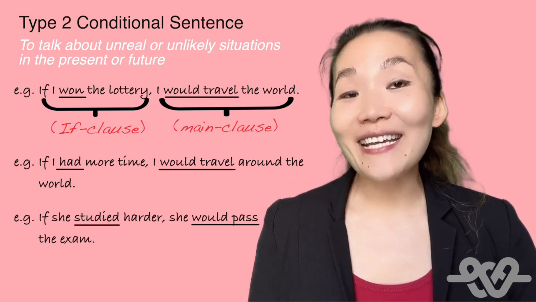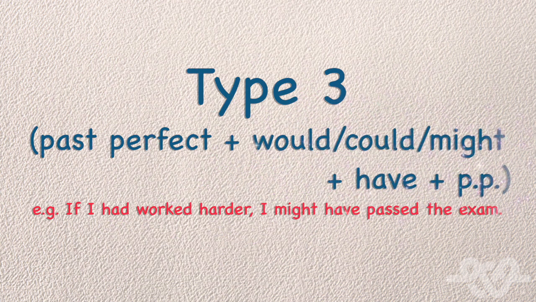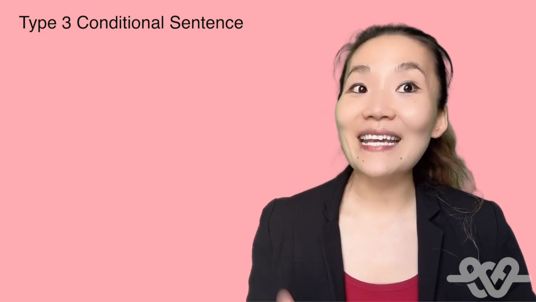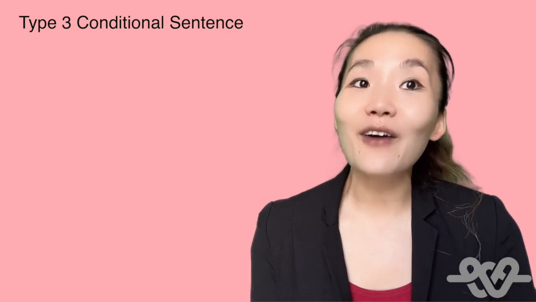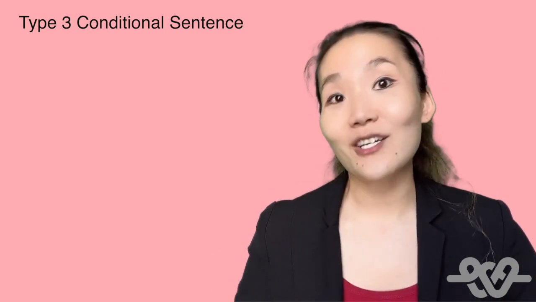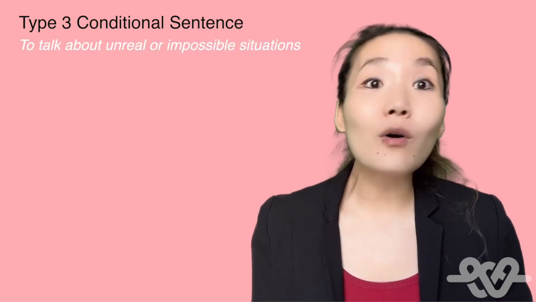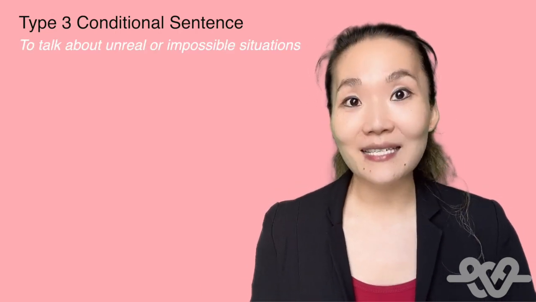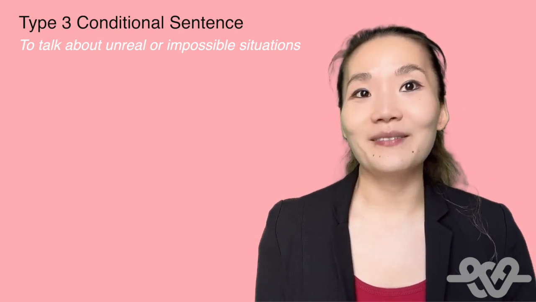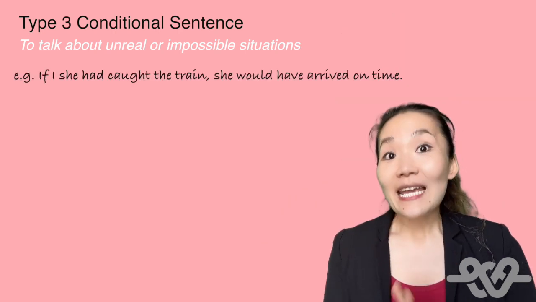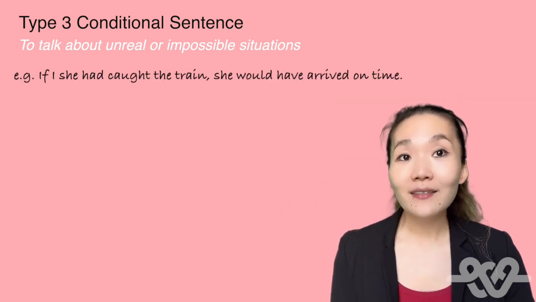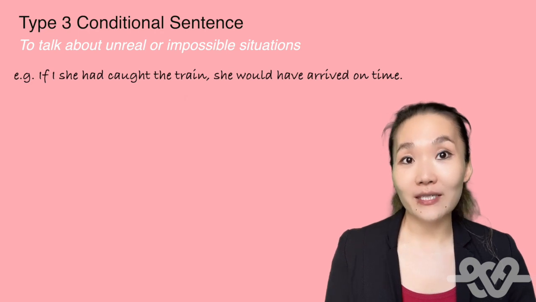All right, last but not least, type 3 conditional sentence. I find this type of conditional sentence the most fun to use because it allows us to speculate about past events and imagine different outcomes. We use type 3 conditional sentences for unreal or impossible situations in the past where the condition did not happen and the result is purely a hypothetical outcome. For example, if she had caught the train, she would have arrived on time.